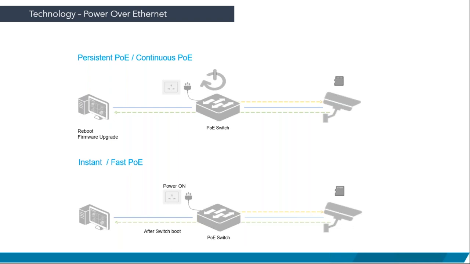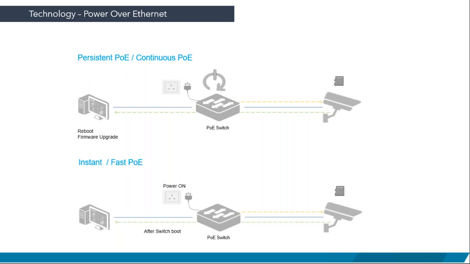it will not disconnect the PoE at all. It will reboot itself, but when it reboots, it will not disconnect the CCTV devices; it will continuously supply power to the devices. That is the advantage of persistent PoE or continuous PoE. So D-Link switches support both the instant PoE and the persistent PoE feature.